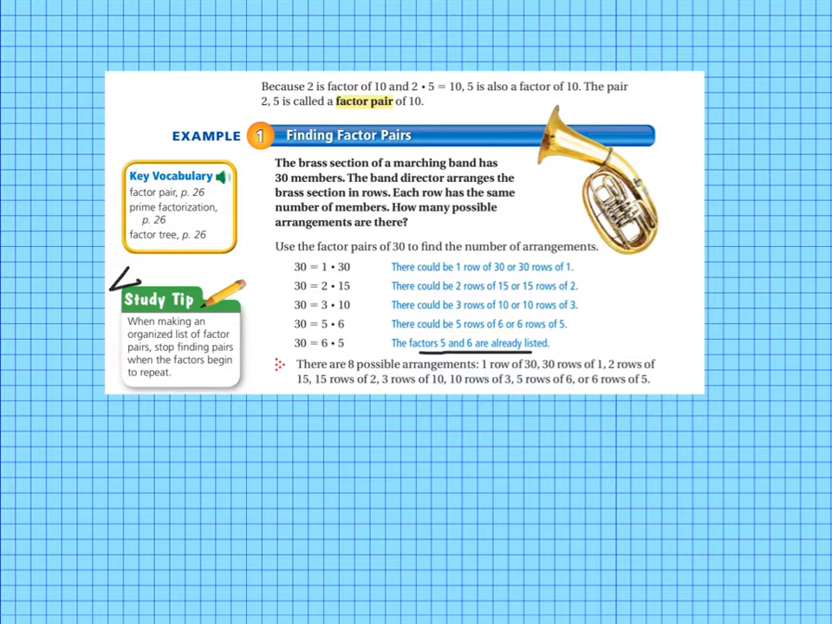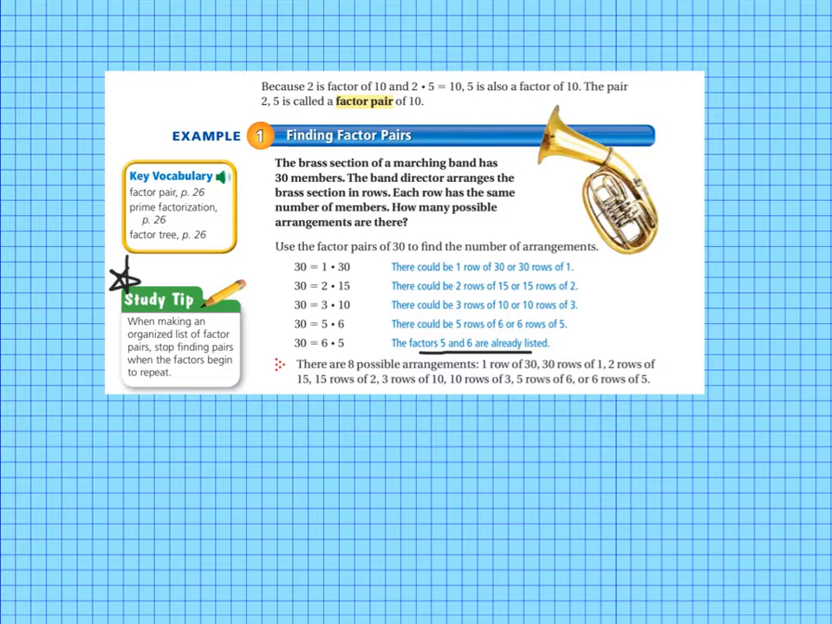Let's look at our study tip over here. It says when making an organized list of factor pairs, stop finding pairs when the factors begin to repeat. So it says there are 8 possible arrangements, 1 row of 30, 30 rows of 1, 2 rows of 15, 15 rows of 2, 3 rows of 10, 10 rows of 3, 5 rows of 6, or 6 rows of 5.